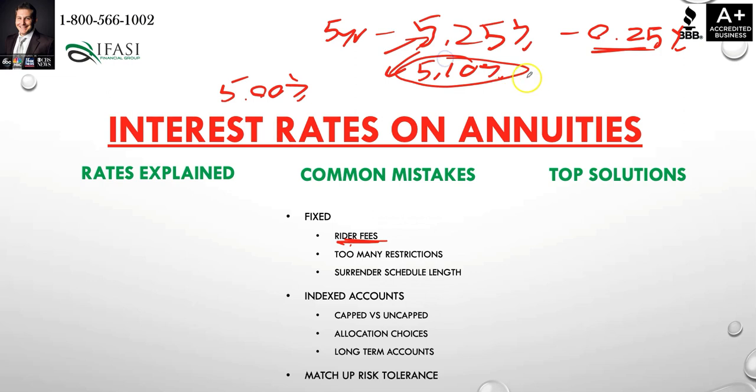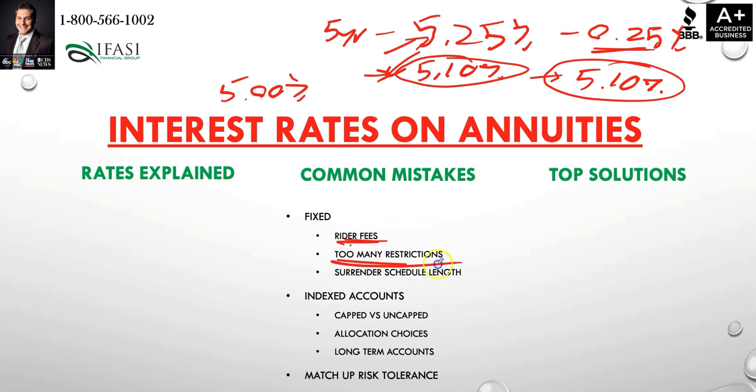Versus maybe the second place option, which looked like second place on the surface, 5.10, has no fees, no riders, no restrictions. That's going to give you a proper net of 5.10%. So the math is going to be higher for what on the surface looked like the second place option. This is now obviously the first place option after you're incorporating fees.